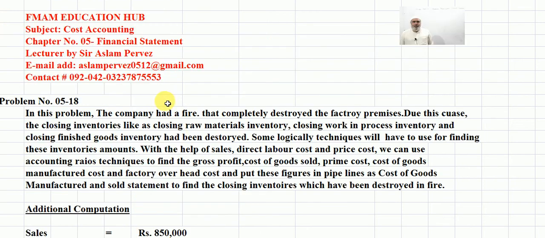Students, in this problem, the company had a fire. They had completely destroyed the factory premises. Due to this, the closing inventories, like closing raw materials inventory, closing work in process inventory, and closing finished goods inventory, had been destroyed. Some logical techniques will have to be used for finding these inventory amounts with the help of sales, direct labor cost and prime cost.